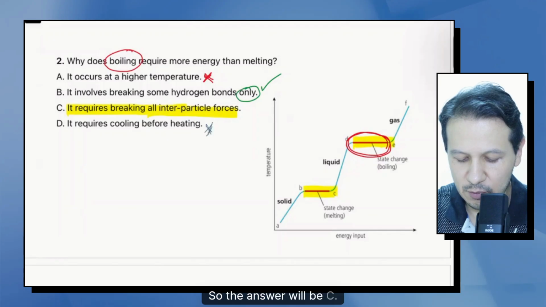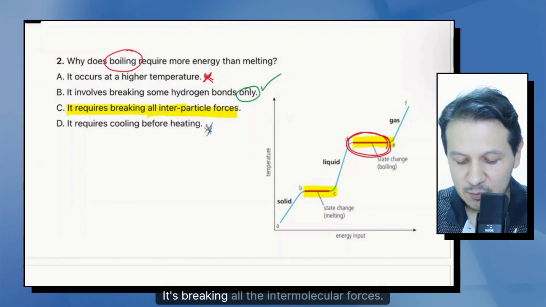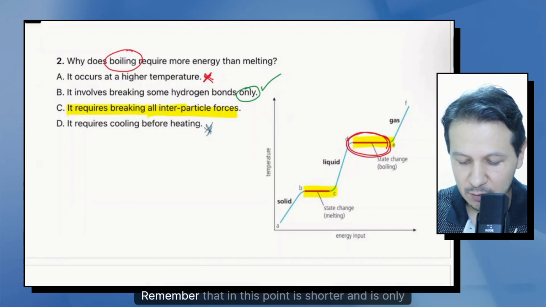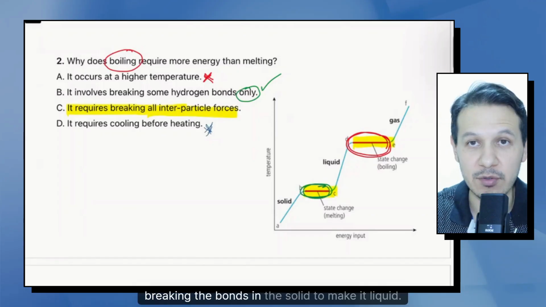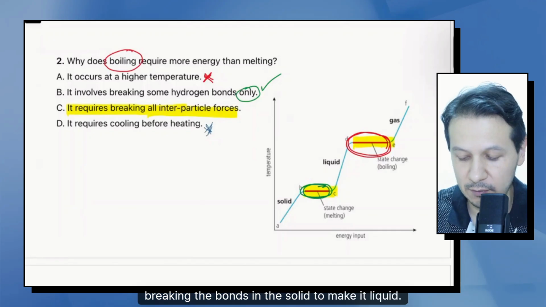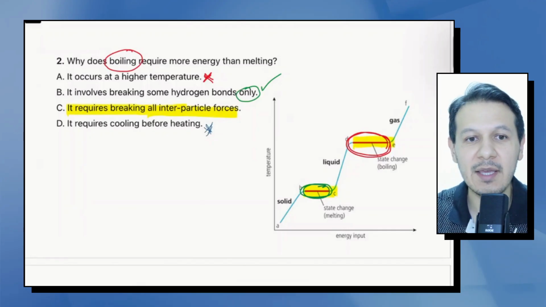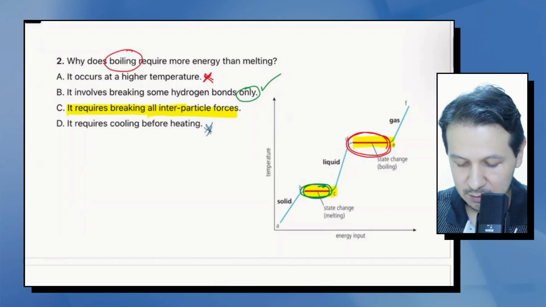So the answer will be C. It's breaking all the intermolecular forces. Remember that this point is shorter and is only breaking the bonds in the solid to make it liquid. It's breaking the structure, the lattice structure.